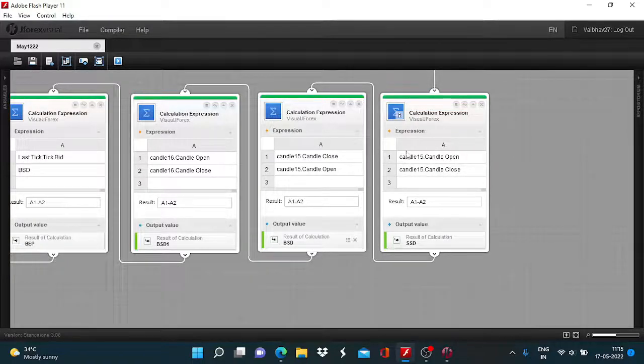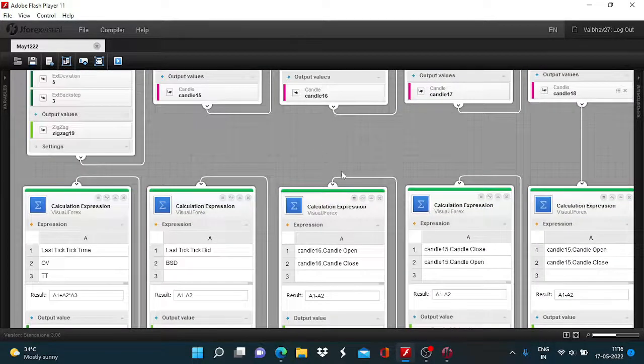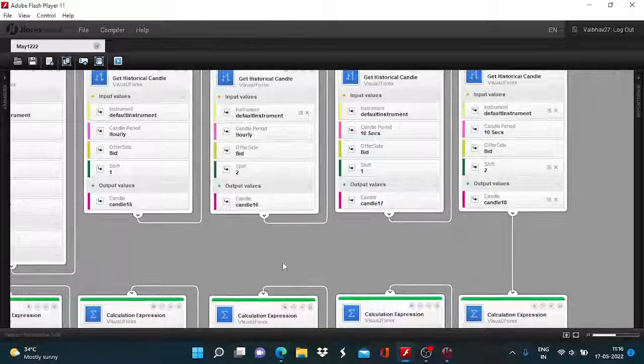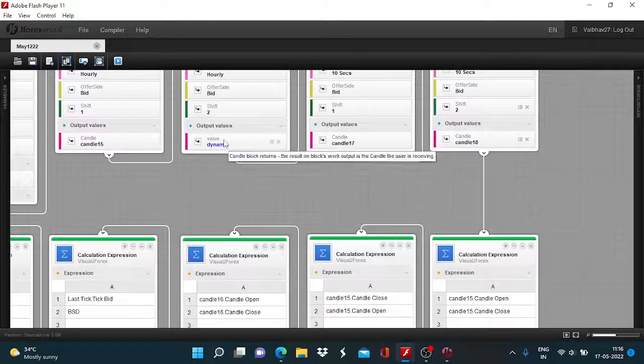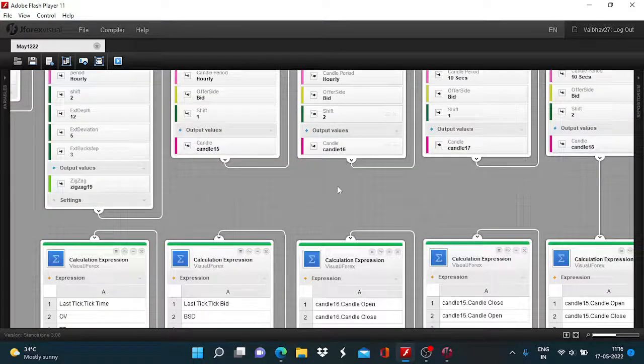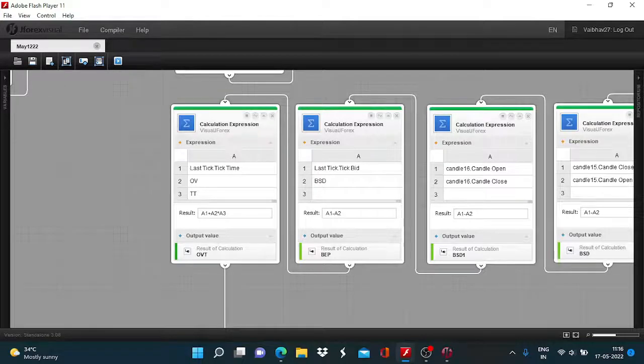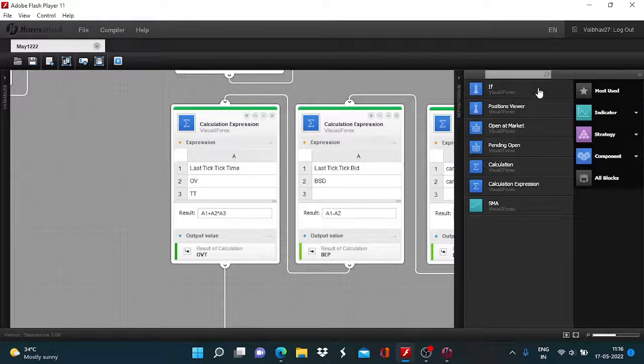We had set the condition that the opening price should be higher than the closing price. So here we are looking at this calculation where the closing price is deducted from the opening price, and we also need to consider the price difference of the candle 16 candle close and open, where the candle close needs to have been higher. So I will need to find out the difference. So for that we need to bring in the calculation expression block.